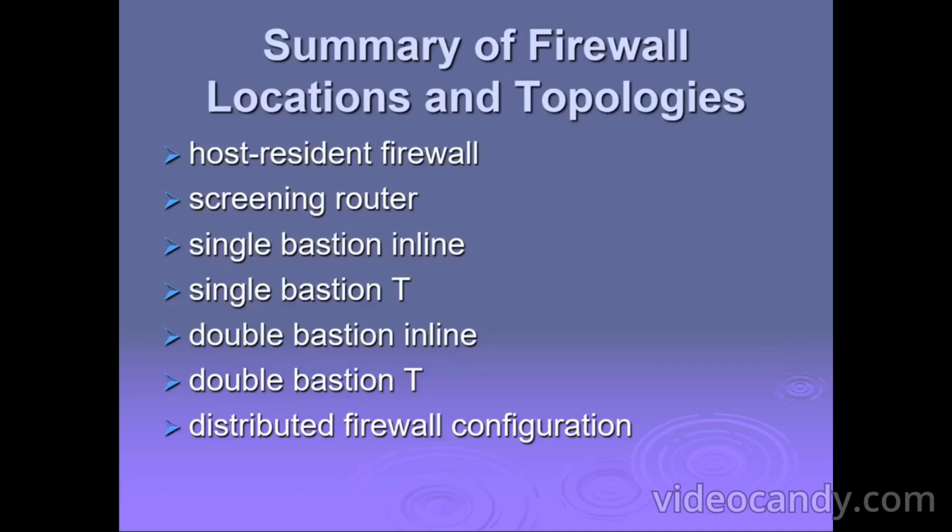Next, we'll discuss a summary of firewall locations and topologies. What we have discussed so far defines a spectrum of firewall locations and topologies. The following alternatives can be identified. First one is called a host resident firewall. This category includes personal firewall software and firewall software on servers. Such firewalls can be used alone or as part of an in-depth firewall deployment.